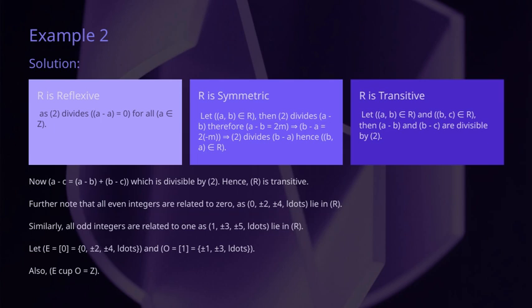And importantly, for any M in Z, A minus A equals 0, which is divisible by 2, so R is reflexive. This example really highlights how the relation R combines properties like symmetry, transitivity, and reflexivity, giving us a solid understanding of its structure within the set of integers.